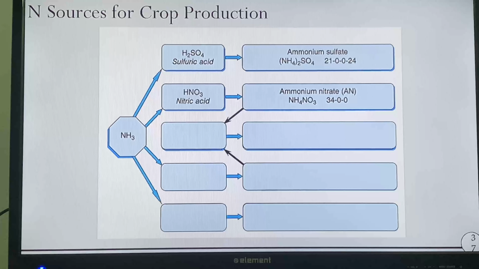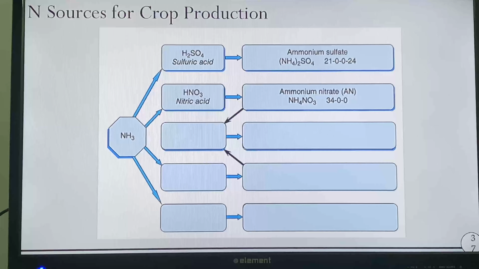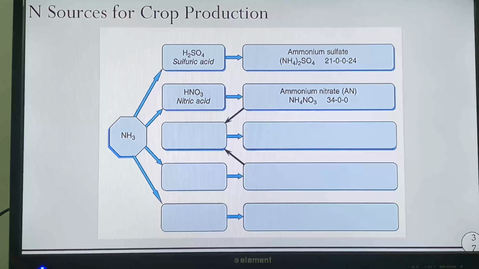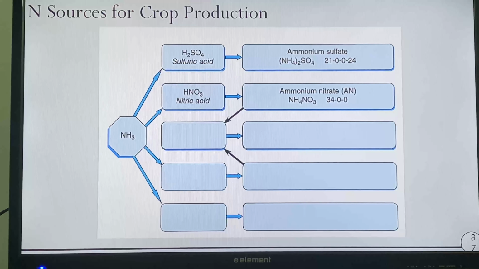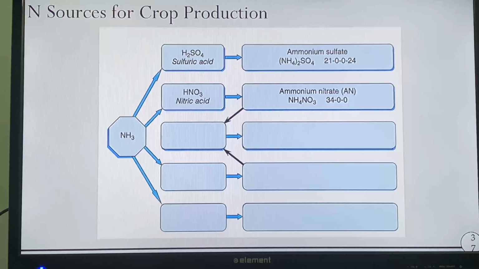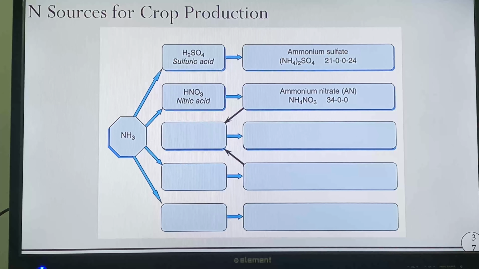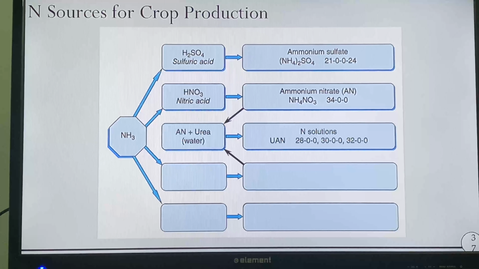Next, if we take ammonia and react it with nitric acid, we form ammonium nitrate. Again, this is not readily available to the common producer. If you have a research license, you can still get some, but it's very difficult to procure.